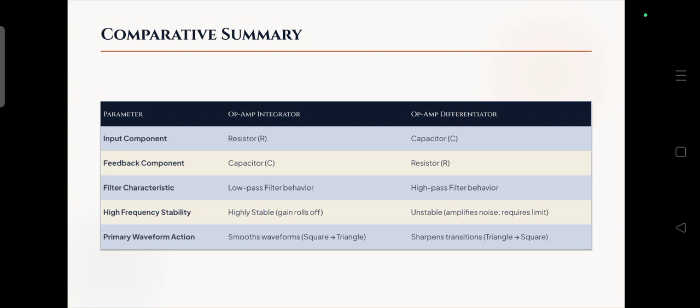The fifth parameter is primary waveform action. In the integrator circuit, it smooths waveforms. Suppose we give a square wave, it gives a triangular wave. But in the differentiator, the primary waveform action is sharpening transitions. If we give a triangular waveform, the circuit gives a square waveform.